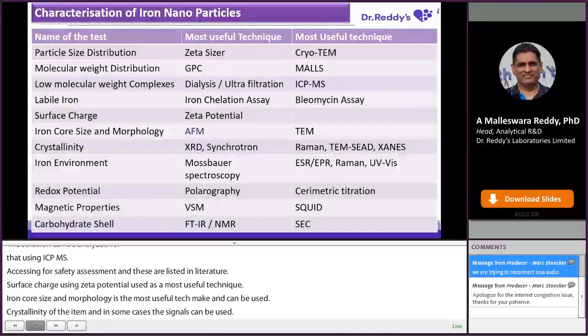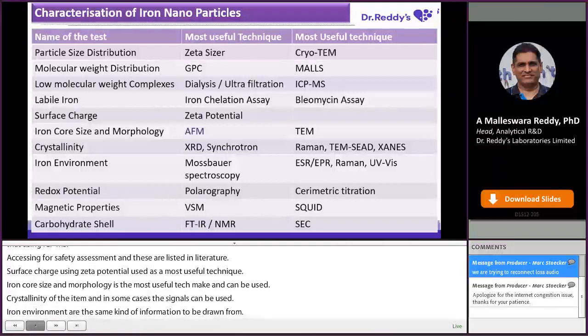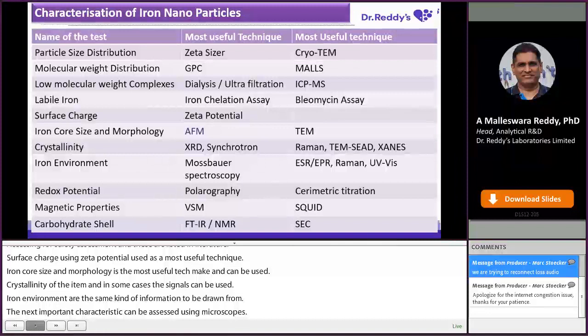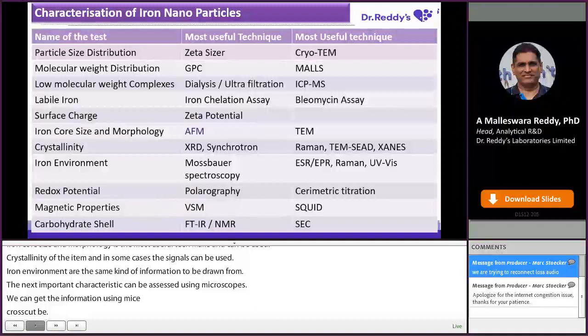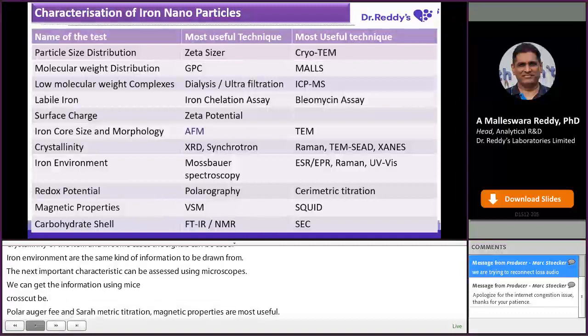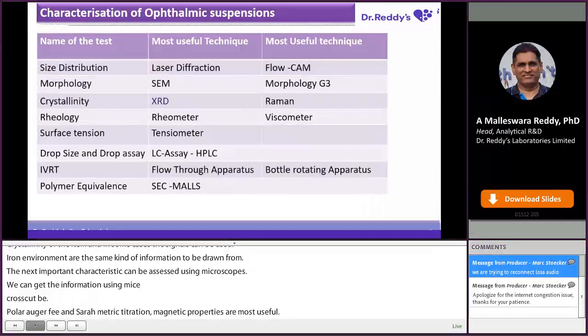The next important characteristic is iron environment, which can be assessed using mass absorption spectroscopy. Orthogonally, we can get the information using UV-visible spectroscopy, ESR and Raman. Redox potential is assessed using polarography, and orthogonally cerimetric titration is used. For magnetic properties, 2 different techniques are most useful, VSM and SQUID. Carbohydrate shell characterization can be analyzed using FTIR and NMR, and in some cases size exclusion chromatography also can be used to assess bound and unbound characteristics.